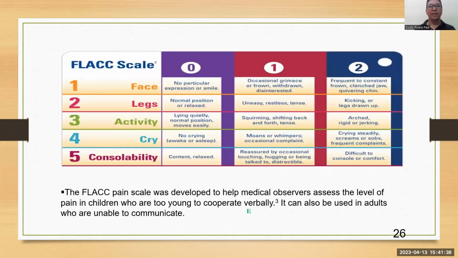This is the FLACC scale. Basically, it is used for children from 1 year to 5 years of age. But after 3 years, if the child can express in 1, 2, 3, 4, we can even use the numerical rating scale. But if the child cannot express it properly, then we can use the FLACC scale, where it is face, legs, activity, cry, and consolability. There are 4-5 aspects, and depending on that, we have to assess.